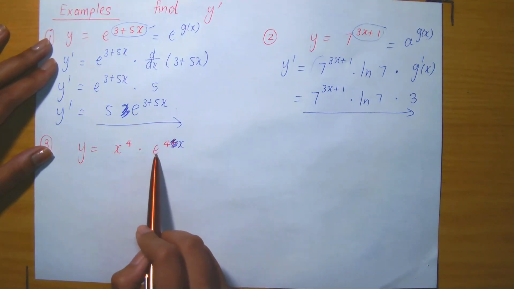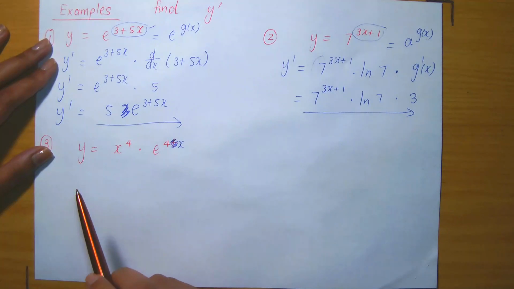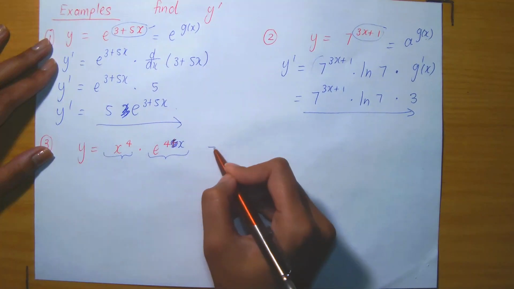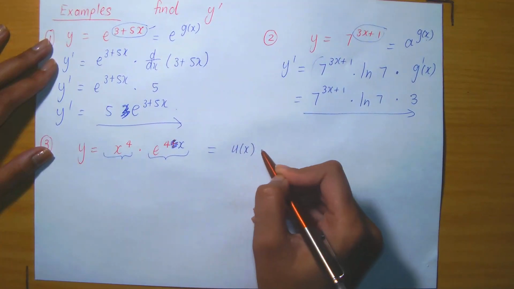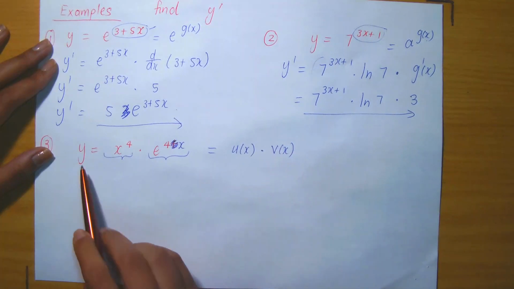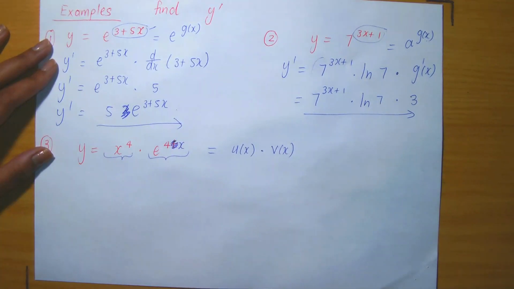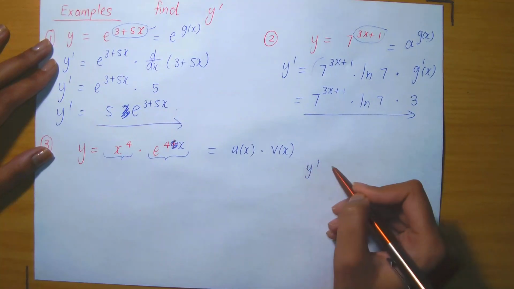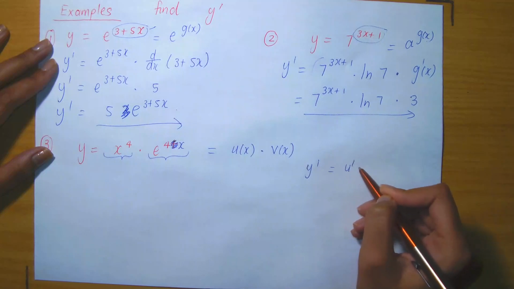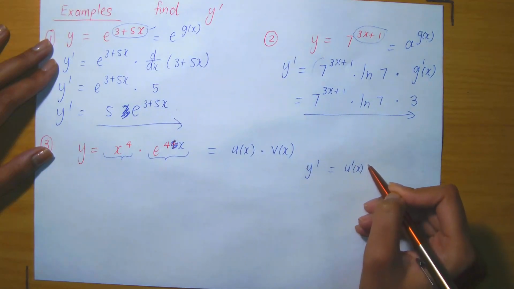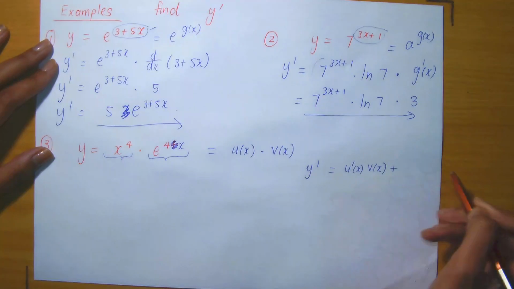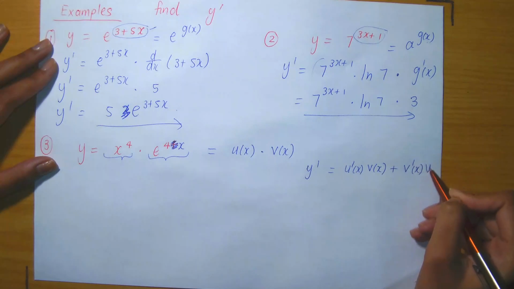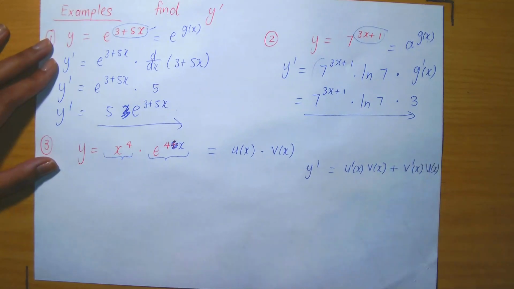So x raised to the power 4 times e raised to the power 4x. So observe that we now have the product of 2 different functions. So this is like your u of x times your v of x. Whenever you have the product of 2 functions, immediately you will require the product rule. What does the product rule tell you? This then means that y prime is going to be equal to the derivative of 1 multiplied to the other, and then reverse what you just did. So the derivative of the other multiplied to the one that you previously differentiated.